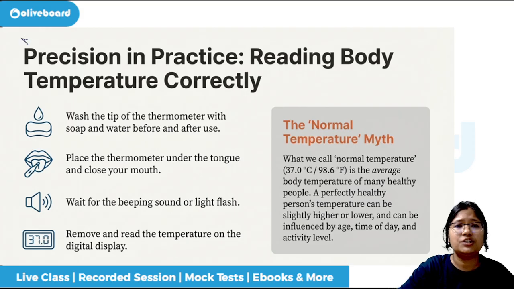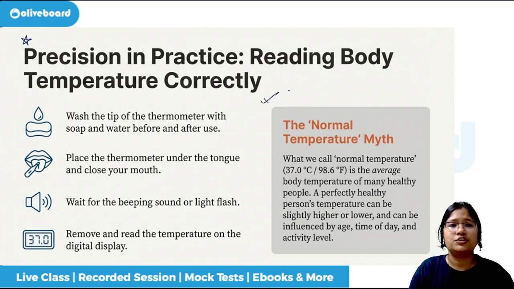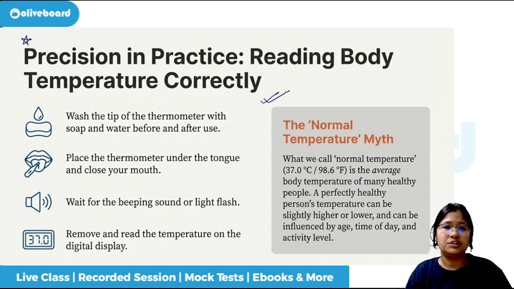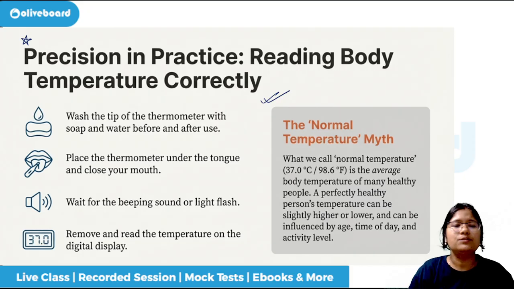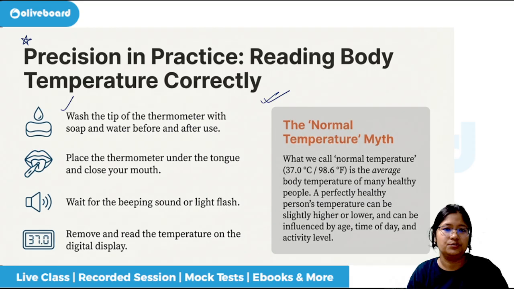Let us come to precision in practice. Reading body temperature correctly. We measure temperature for different persons and the thermometer comes in contact with different persons. So how do we use it correctly? For this, we need to wash the tip of the thermometer with soap and water before and after the use. And we can place the thermometer under the tongue. In case of mercury thermometers, however, as far as I remember, it was used in the underarm region so that it is not in direct contact with the mouth.